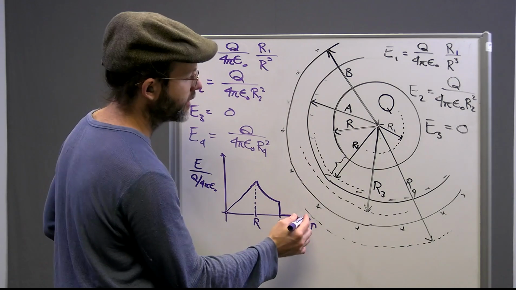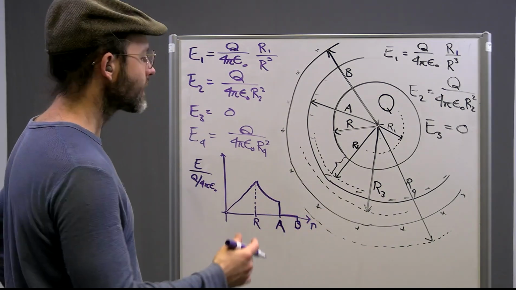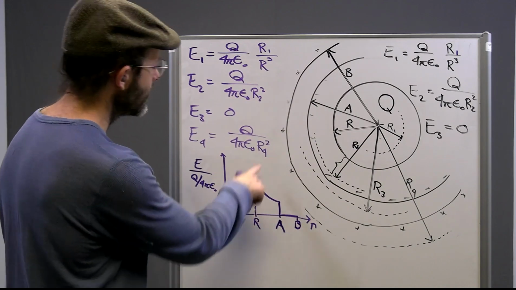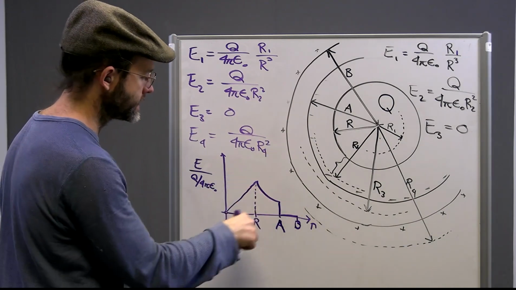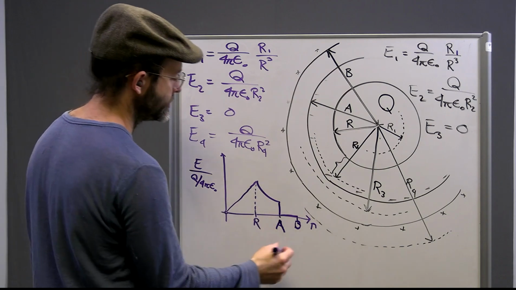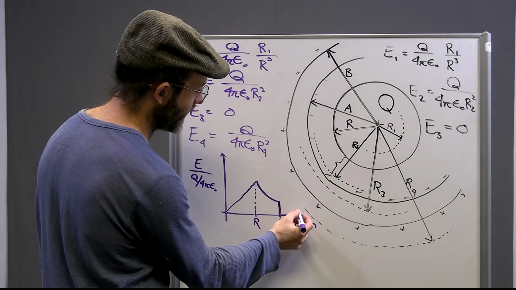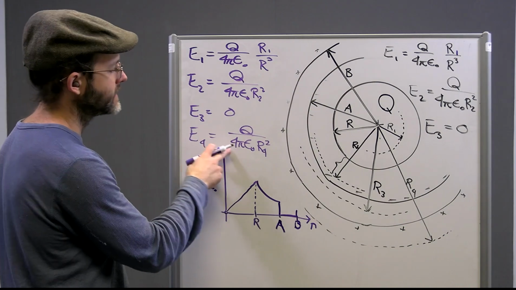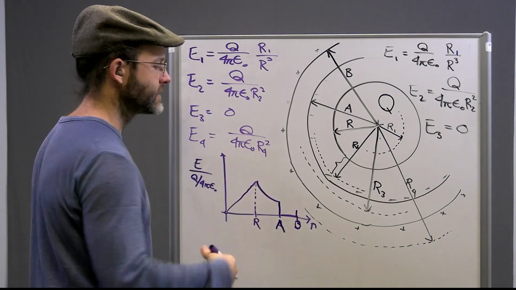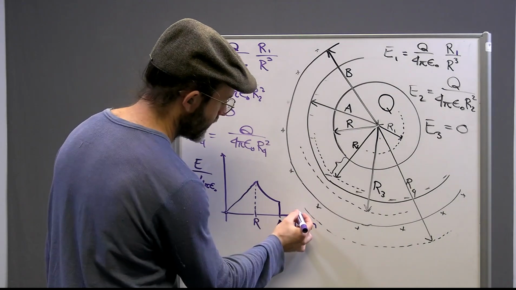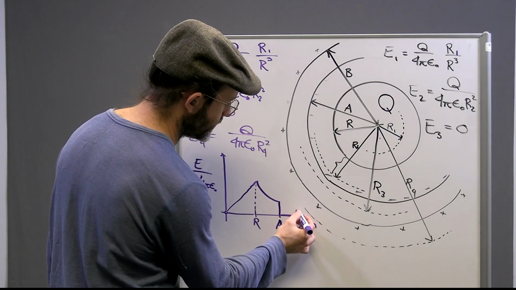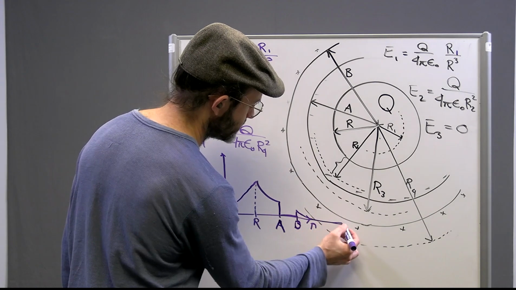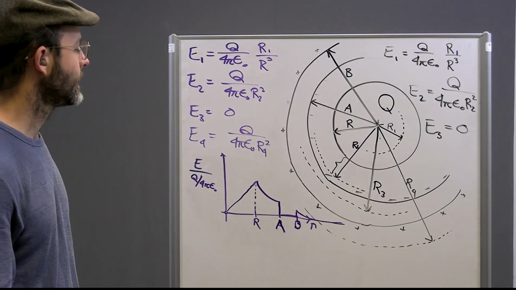And then we jump again to this equation. Now, R here has increased, so we are going to jump to some smaller value. And again, E4 is going to decrease as 1 over R squared, all the way to infinity, until the field is actually 0 at infinity.